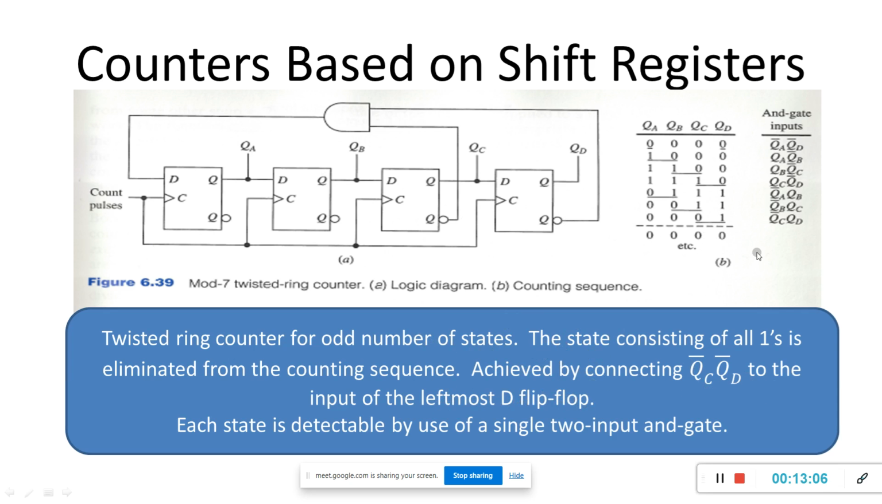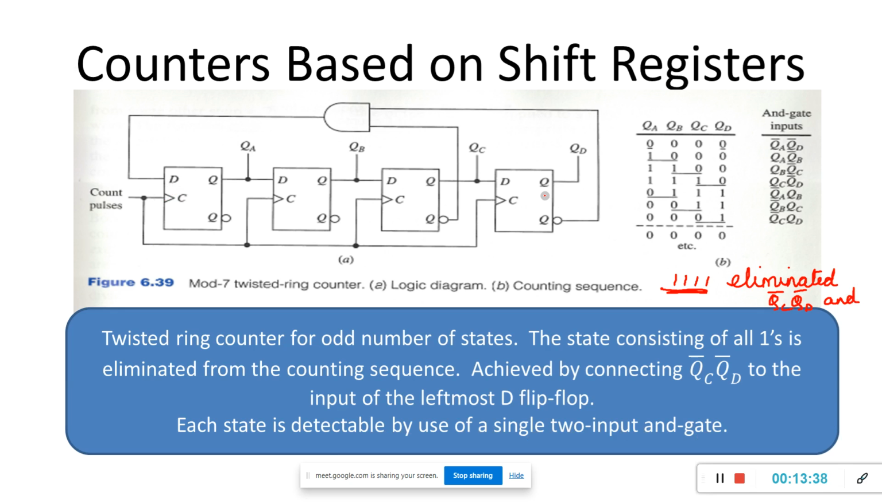How do we eliminate the 1, 1, 1 sequence? This sequence is eliminated by the mod 7 twisted ring counter. How have we eliminated it? By connecting QC bar and QD bar, taking an AND gate and then connecting back to the input of the first flip-flop. Okay, each state is detected by using a single 2 input AND gate.